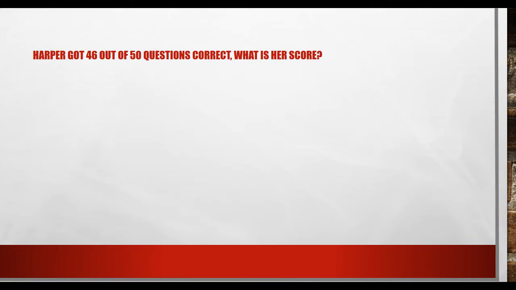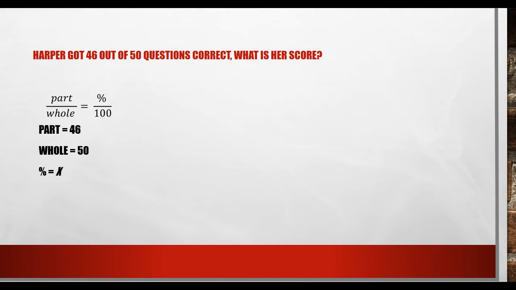So Harper got 46 out of 50 questions correct on her test. What is her score? We're assuming it's a test. I guess I forgot to type the word test there. So first thing we want to do is use percent proportion. We need to know the part, the whole, the percent.